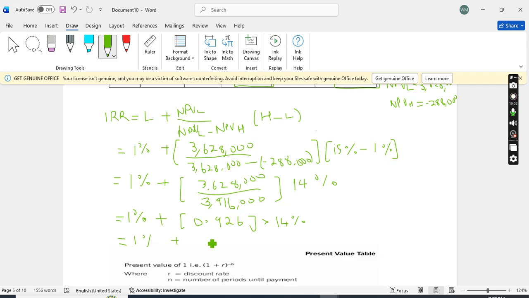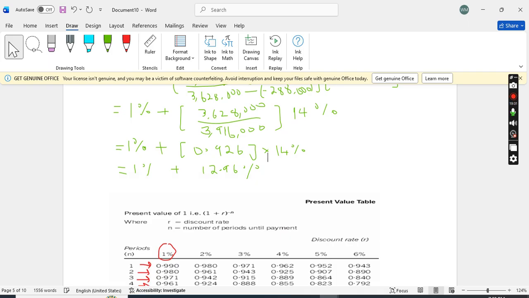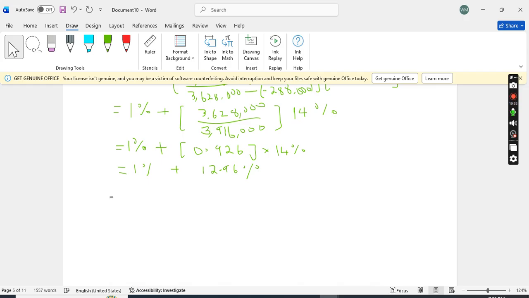Okay. Yes. So I was getting surprised that that number was too low. 12.96. So, yes. Plus 1, 13.96%. Okay. That way you save time than reconverting back again. 13.96%.